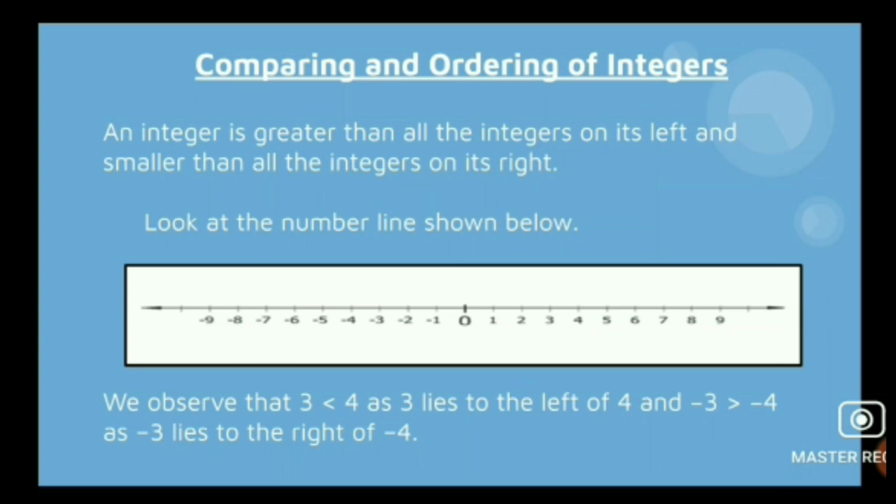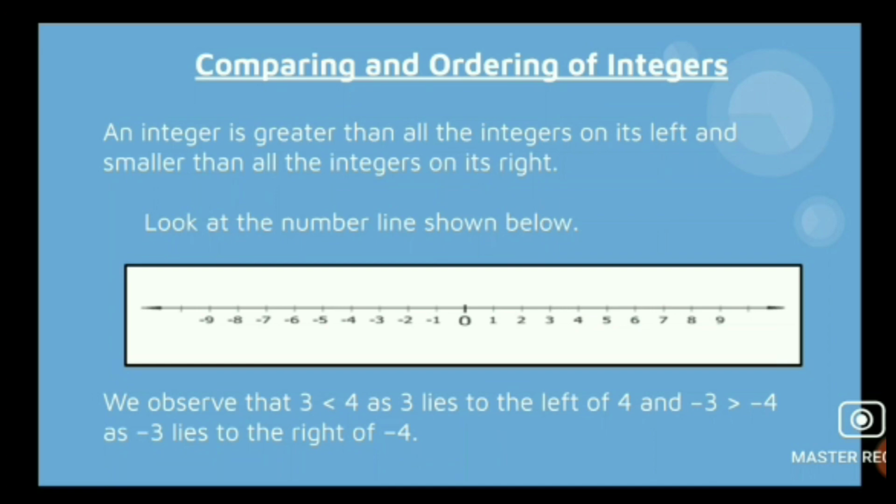And also 0 is neither a positive integer nor a negative integer, which means it is not a positive integer and also it is not a negative integer. It is a neutral number. When we are moving towards the right of 0, the values will increase, and when we are moving towards the left of 0, the values will decrease. Look at the number line shown below. We observe that 4 is greater than 3 as 3 lies to the left of 4, and minus 3 is greater than minus 4 as minus 3 lies to the right of minus 4.